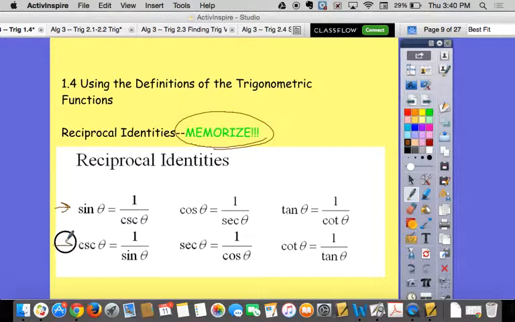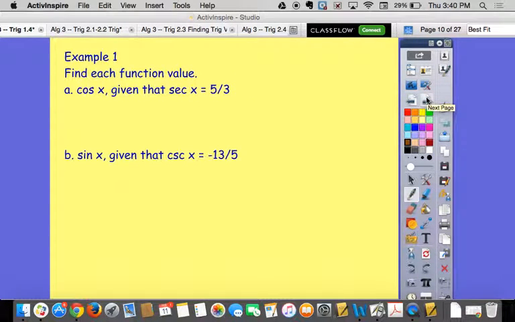And when you look at the second line, all they did is they took these guys and they swapped places. So it's just writing the reciprocals in a different way. So you need to be able to write them in all ways. All 6 of these reciprocal identities you need to be able to write down. Okay?